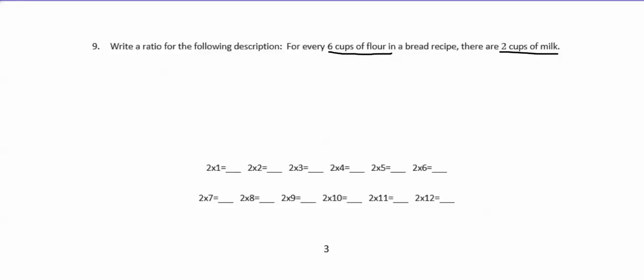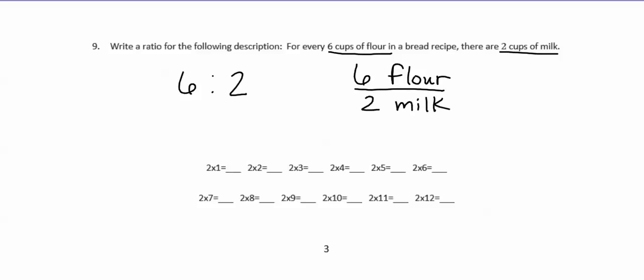So Xavier told us to write this as 6 with a colon 2, right? So that's flour to milk. So we could write that also as a fraction. So 6 cups of flour for every 2 cups of milk. Any questions on that? We'd also write it with the word to: 6 to 2. All right.